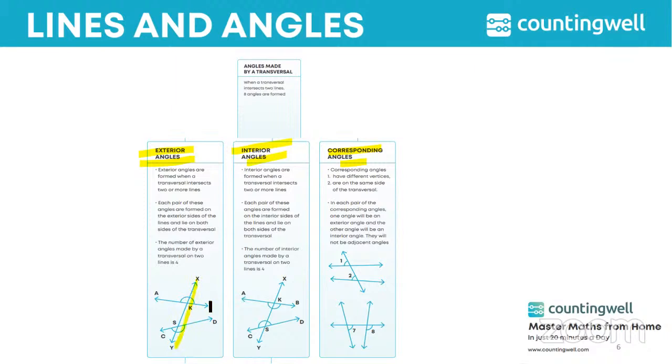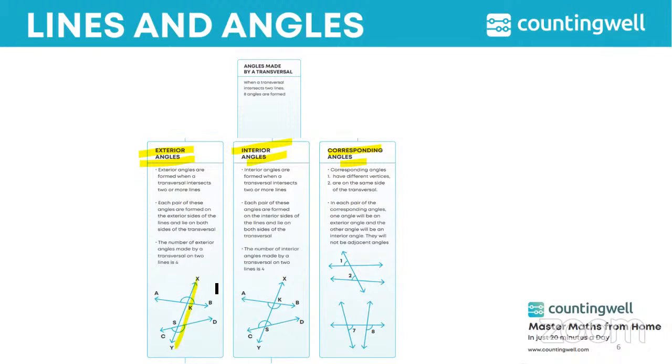Here you can see the line XY is the transversal because it is intersecting two lines AB and CD at two distinct points K and S. Now, what are the exterior sides of the lines AB and CD? They are the region above the line AB and the region below the line CD. So these are the exterior sides.